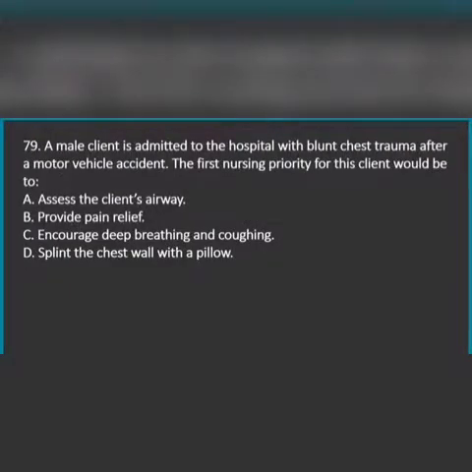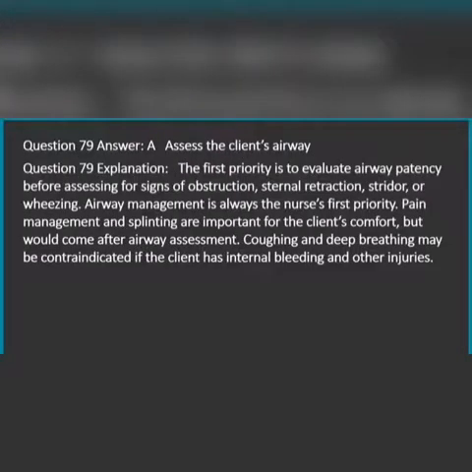Question 79. A male client is admitted to the hospital with blunt chest trauma after a motor vehicle accident. The first nursing priority for this client would be to: A. Assess the client's airway. B. Provide pain relief. C. Encourage deep breathing and coughing. D. Splint the chest wall with a pillow. Question 79 Answer: Assess the client's airway.